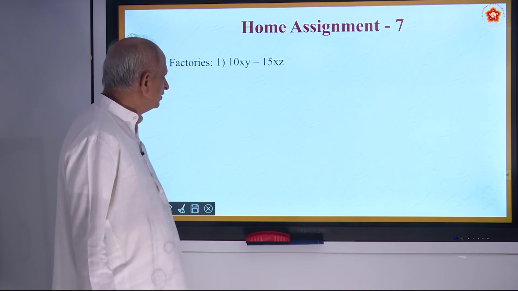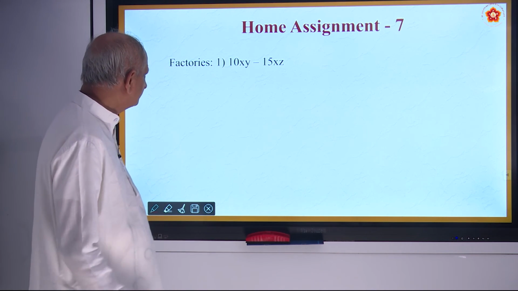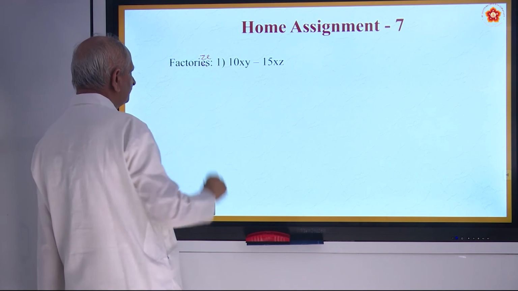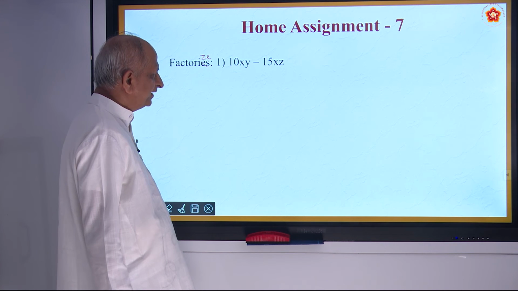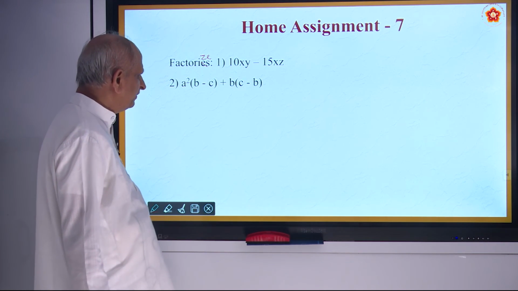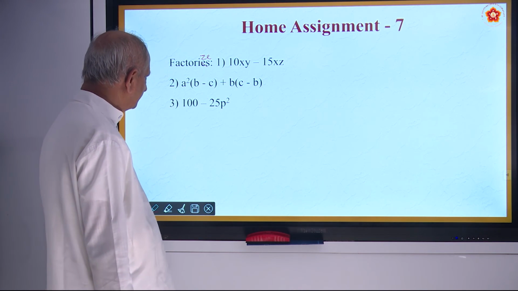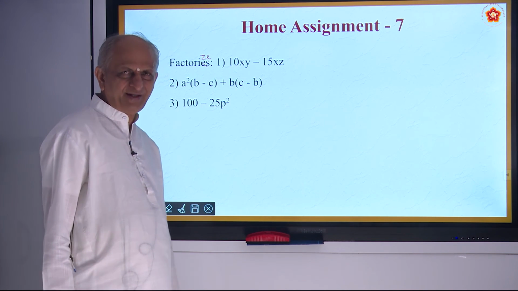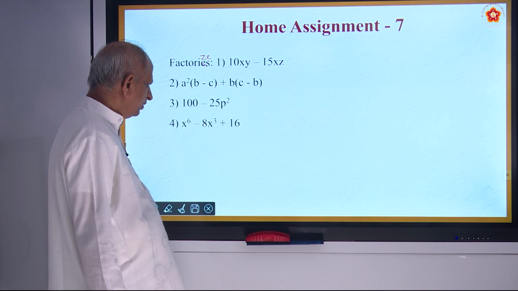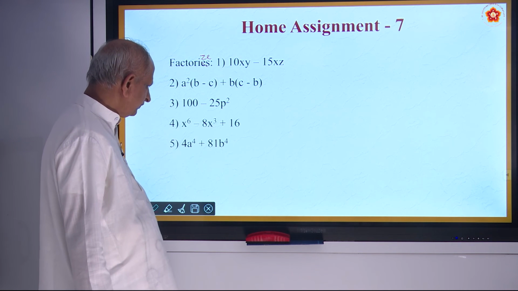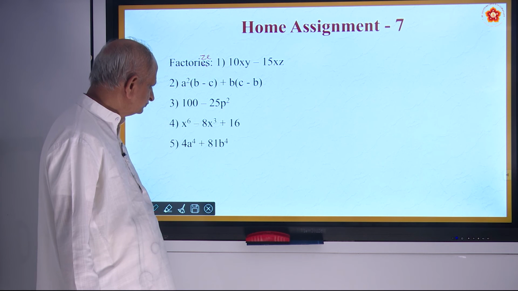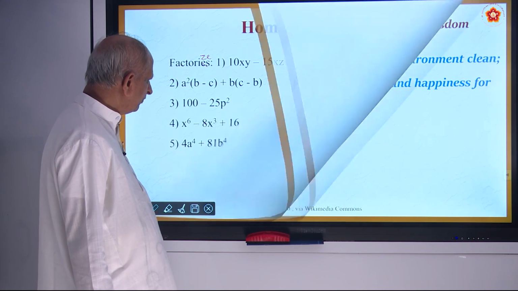We will give: factorize 10xy minus 15xz; a squared into (b minus c) plus b into (c minus b); 100 minus 25p squared. Can you try? Okay, x to the power of 6 minus 8x cubed plus 16; 4a to the power of 4 plus 81b to the power of 4. Okay, these are the home assignment.